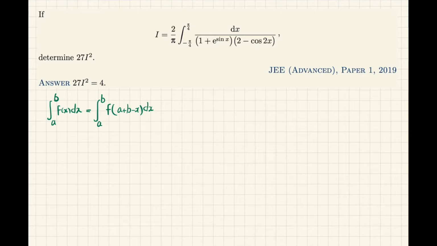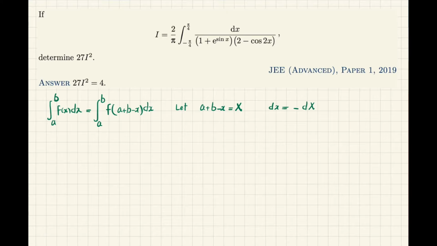How can I prove this one? It's easy. I will start from the right hand side. Let a plus b minus x be a new variable, which I call capital X. Then it becomes clear that dx becomes negative dX, since a and b are constants.